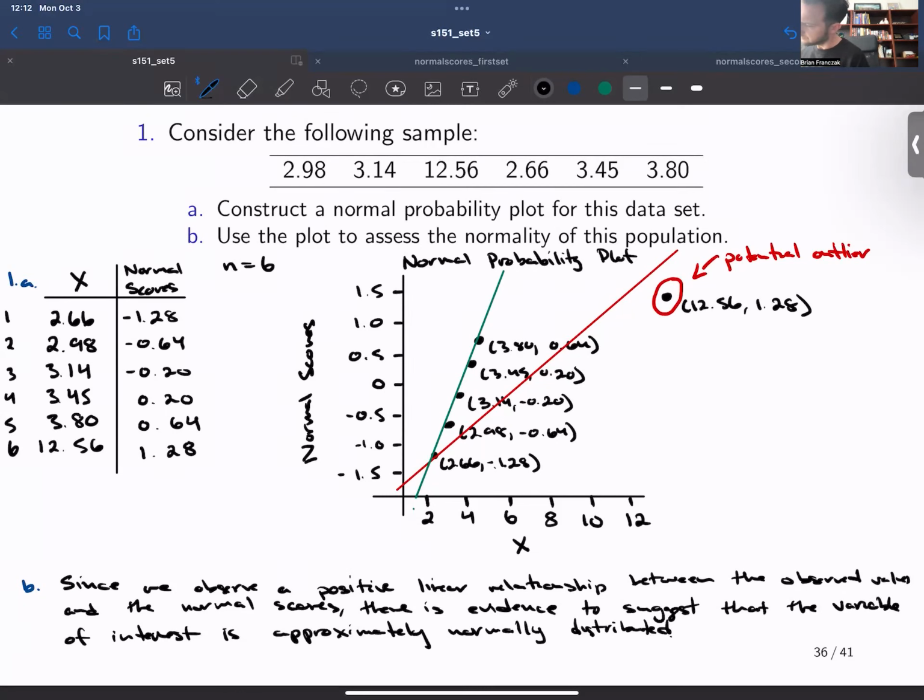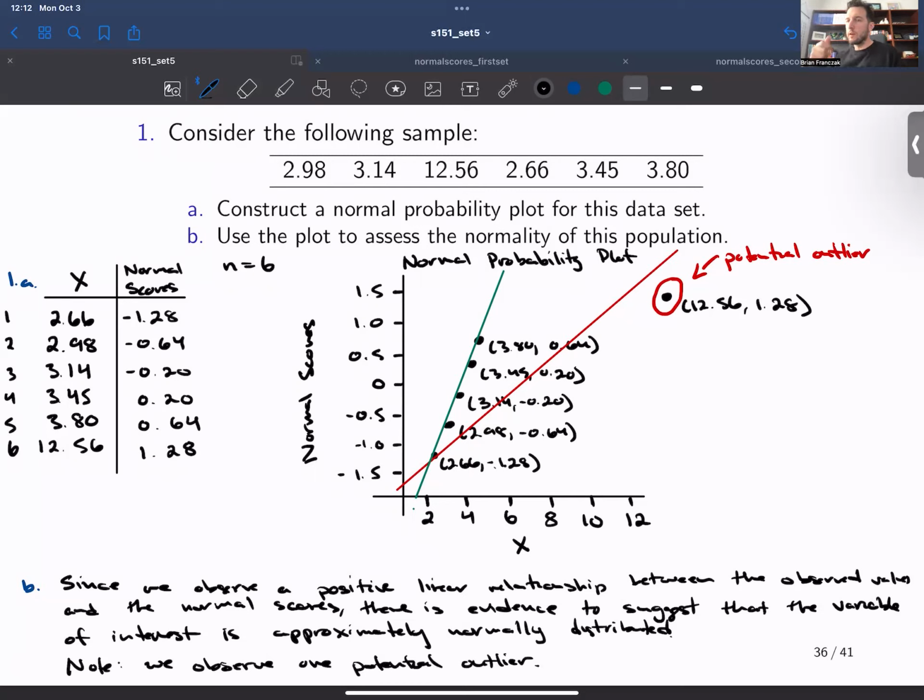Right. And then we could also make a note. So for example, note: we observe one potential outlier.